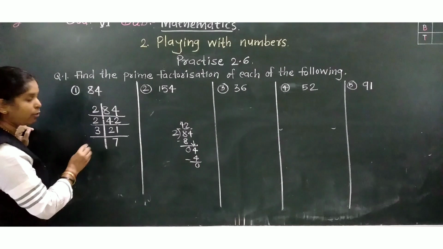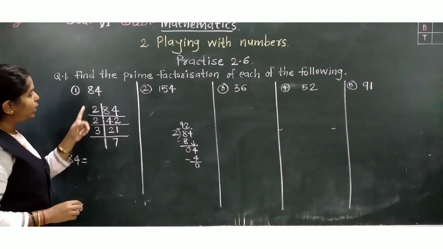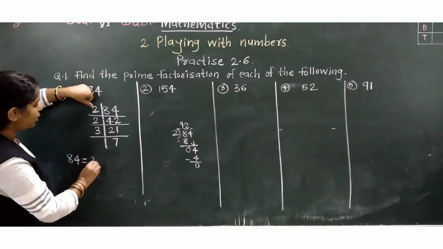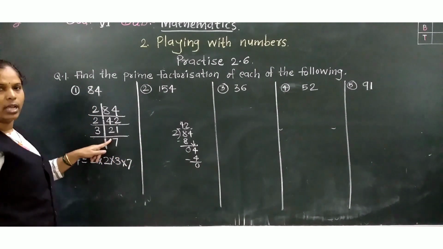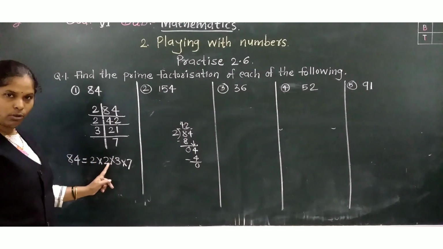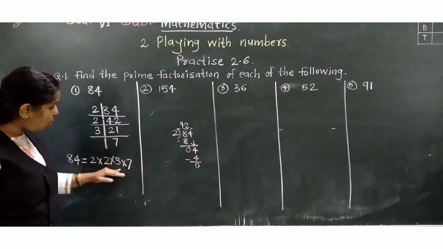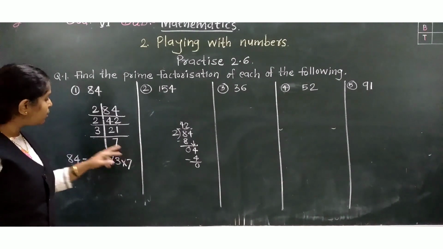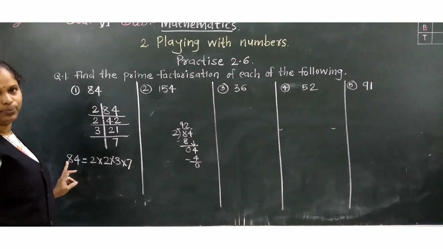Now how to write it in the form of a product? See here, the prime factors of 84. All this we have to write in the form of product. 2 into 2 into 3 into 7. And you can do the multiplication to check it. 2 2s are 4, 4 3s are 12, and 12 7s are how much? 84. And look at all the digits. Are they prime numbers? Yes. That means this is called the prime factorization of 84.